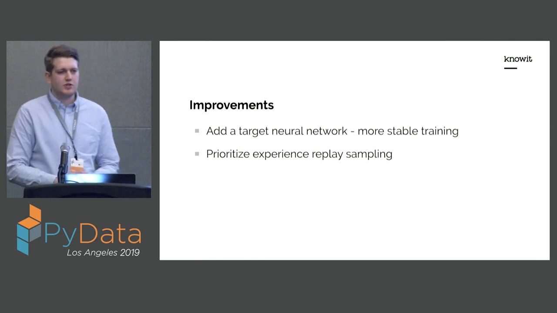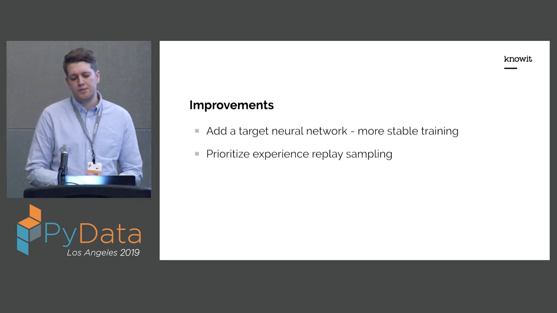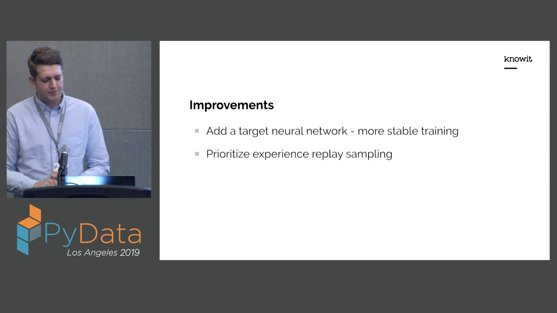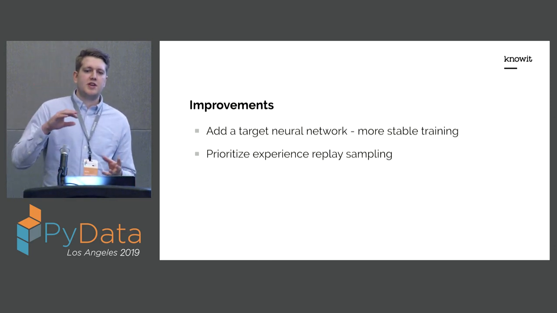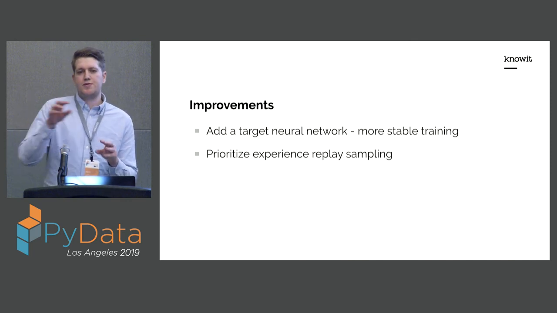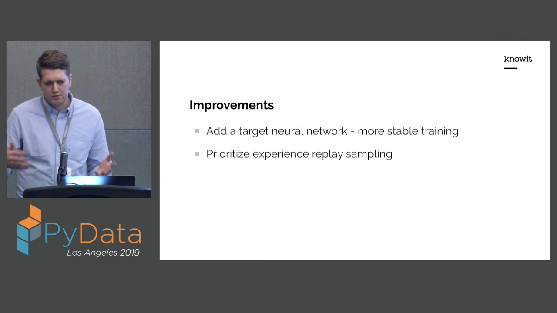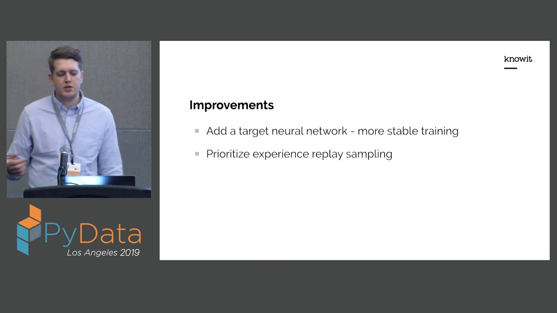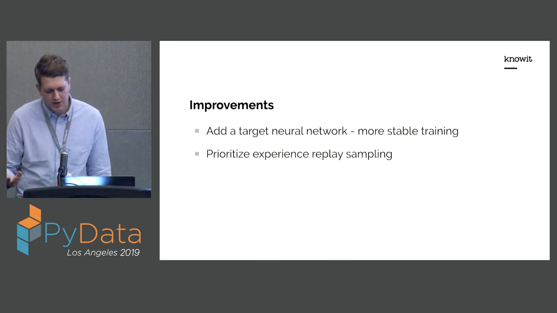There's also something called a target neural network, which, during training, when you train this network, the Q values actually change from the beginning of the training until the end. So they learn different things during the training time, which confuses the neural network a little bit. So you can use two neural networks instead, which means more stable training.